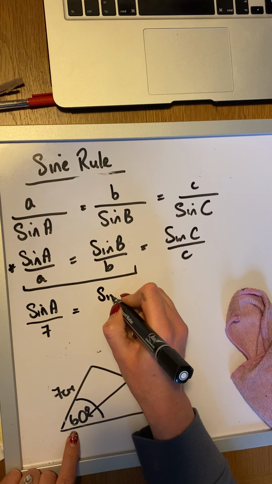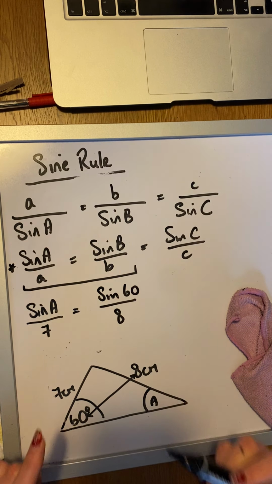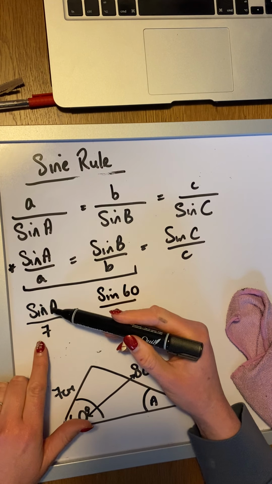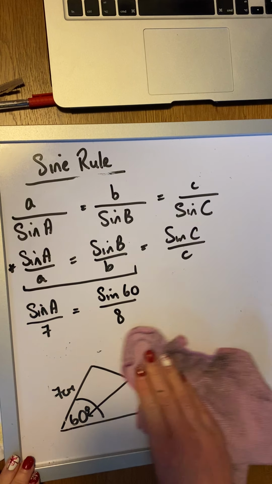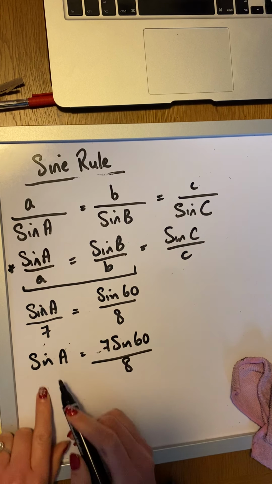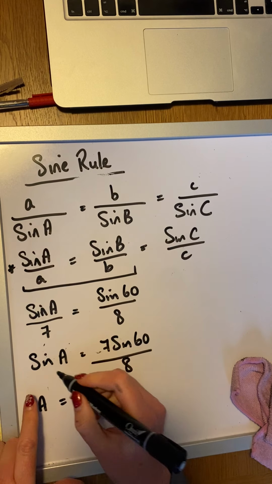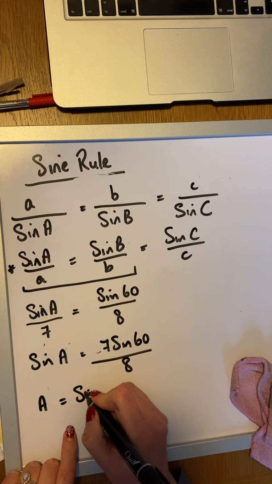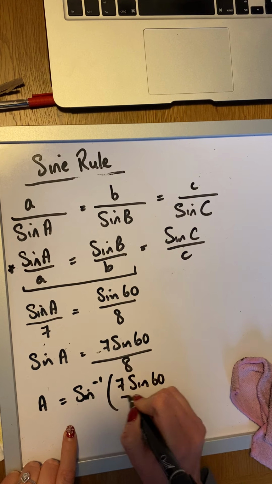So we're looking at sine 60 over 8. All we need to do then is isolate the missing variable. In this case, the missing variable is A. So we multiply across by 7. Sine A is 7 times the sine of 60 over 8. And because we're looking for the angle, remember, to get the angle when we are given the sine, A is the inverse sine of 7 sine 60 over 8.